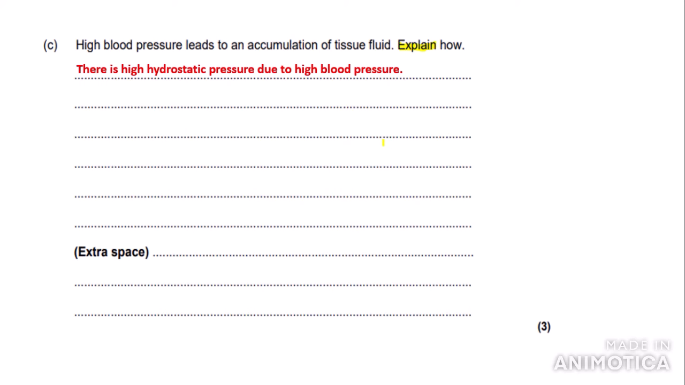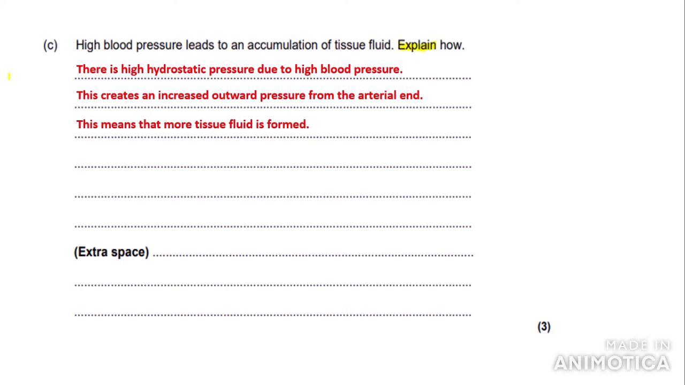Now, this is what I've put. So there's a high hydrostatic pressure due to the high blood pressure. This is a key term that the examiners like you to put when there is a question about tissue fluid. The high hydrostatic pressure is due to the high blood pressure from the blood entering from the arterioles. This creates an increased outward pressure from the arterial end. Now the key term here is outward pressure, which I didn't mention when I was talking about tissue fluid earlier. So make sure you put outward pressure, and that is from the arterial end. This means that more tissue fluid is formed as the molecules and the water are moving out of the capillary.